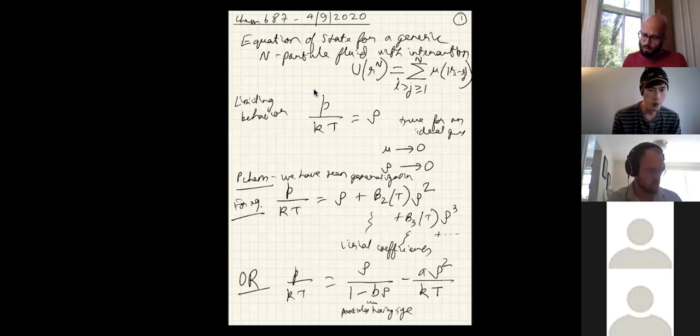So we are going to look at both of these and try to think about where these expansions really come from and what we could do better.